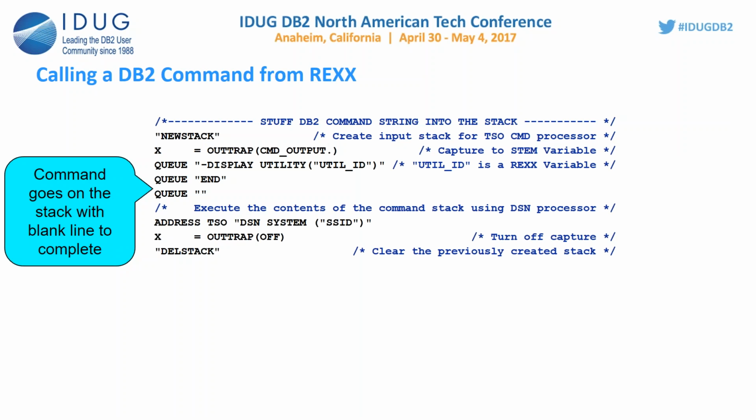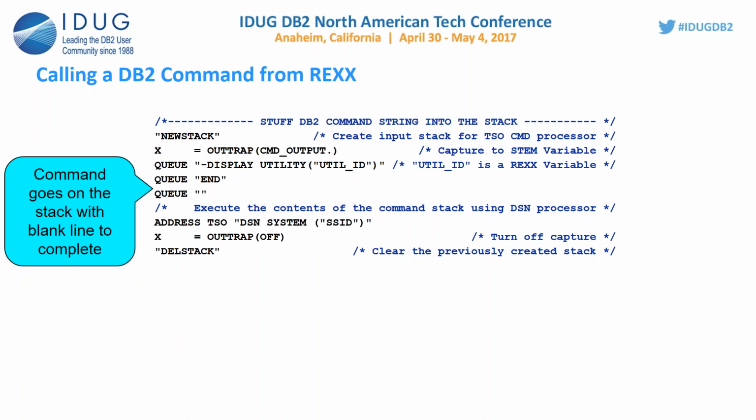Okay. If I want to call a command from REXX, what I'm going to do is use the DSN interface the same way you would from TSO or from batch to run a command. So here I want to do a display utility. And what you see there is the display utility command being queued up onto the stack. I have to queue the word end, right? That's the DSN command interface, it expects you to tell it when you're done. And we also queue a blank line onto the end of the stack when we're done.